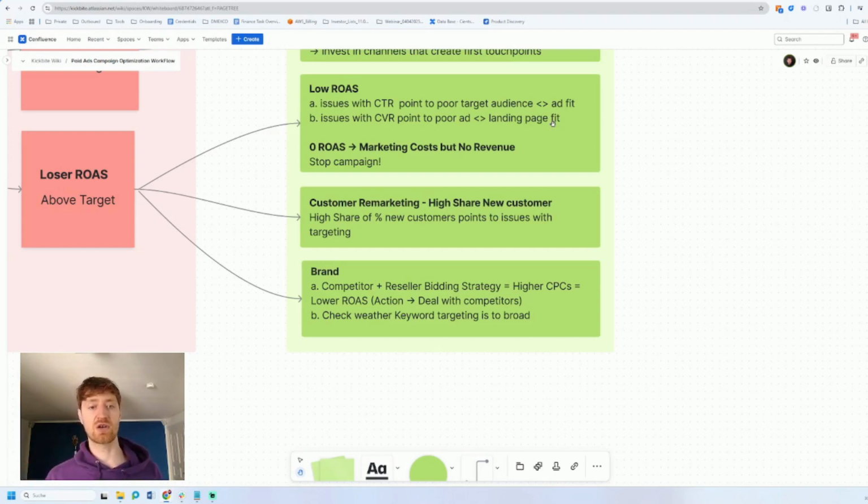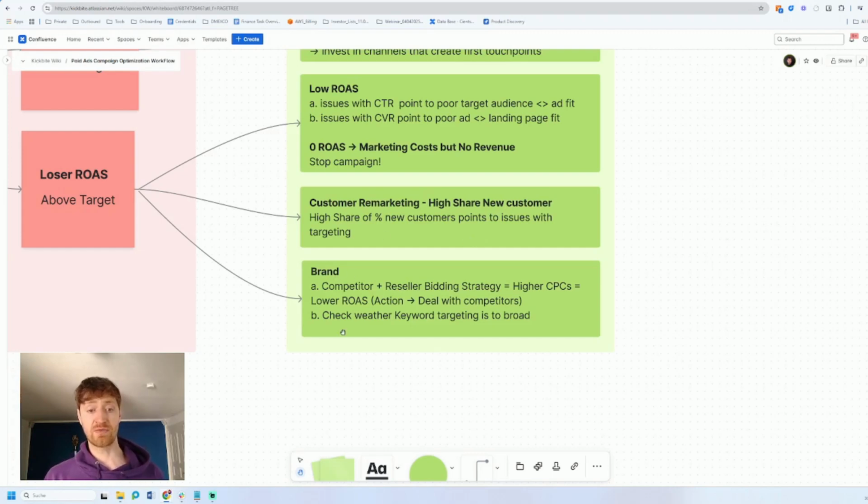More specific, let's go into the action that you can only take for the customer remarketing, and that's when you see a high share of new customers coming over your remarketing campaigns when the ROAS is below your target ROAS. Usually, if you have a high share of new customers, these are more expensive, which means you will also have a lower ROAS, and that points to an issue with your targeting, because you're actually aiming at purchasing customers that already went through your web shop, and not for new customers that don't know your brand at all.